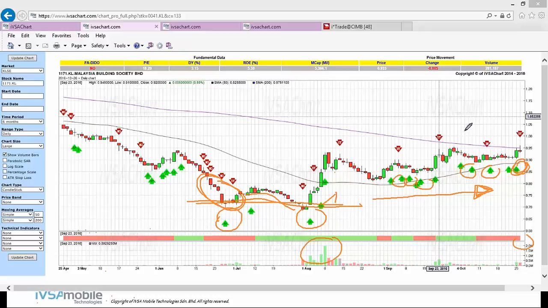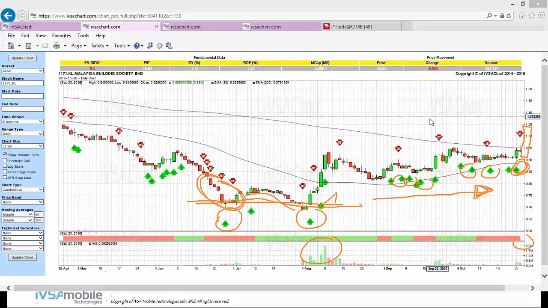All right. Now, how do we actually determine how to enter this stock? Now, if you have iVSAchart with you, you don't have to sit down and wait for the stock to trigger or enter. If it is a line change, the 18 LC screener will actually pick up this stock and narrow it down for you and show it in the iVSAchart 18 line change screener that I've shown you just now.